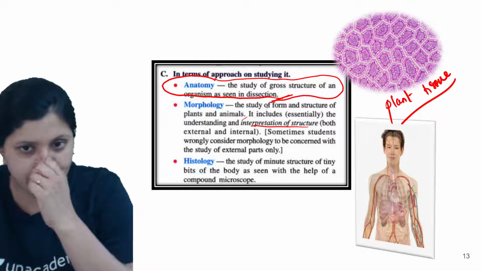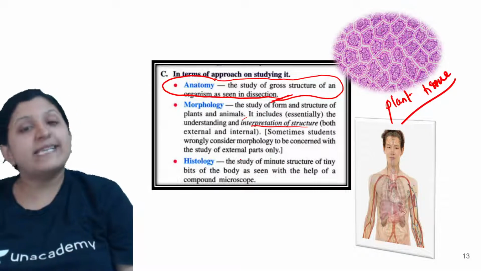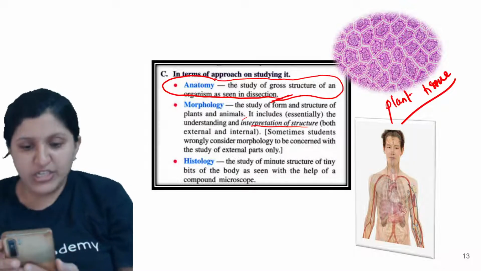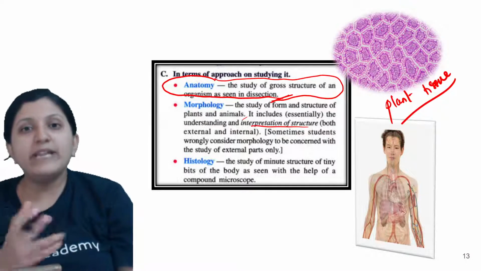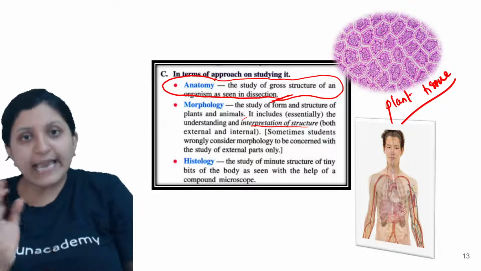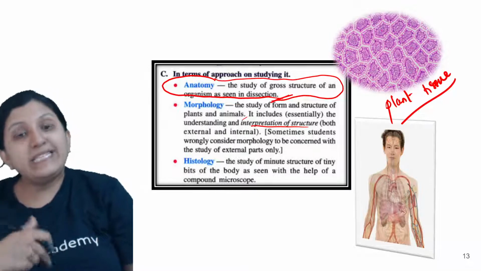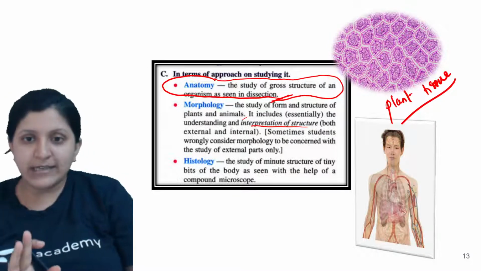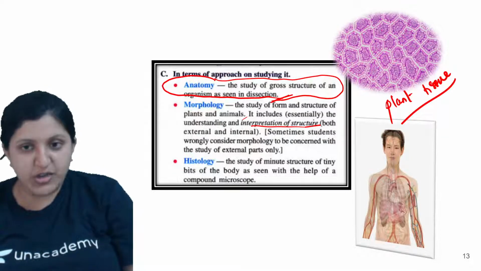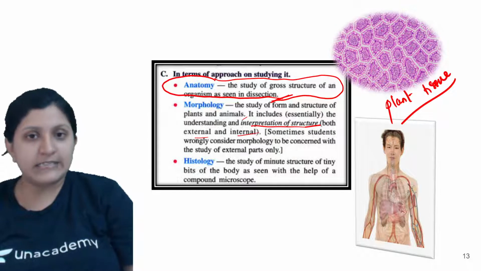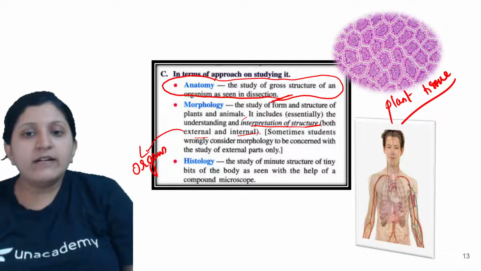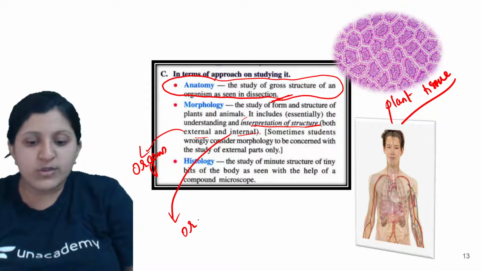What is the meaning of that? It is both external and internal. Many times when we mention morphology, what usually comes to our mind is only the external study. But yes, it is the external study itself, but internal organs are also studied externally. So understanding and interpretation of a structure is both external and internal. External organs are studied and internal organs are also studied.